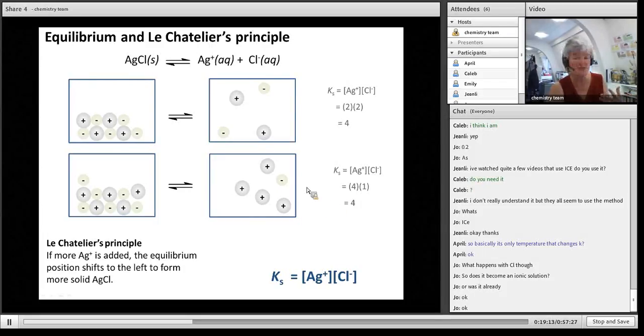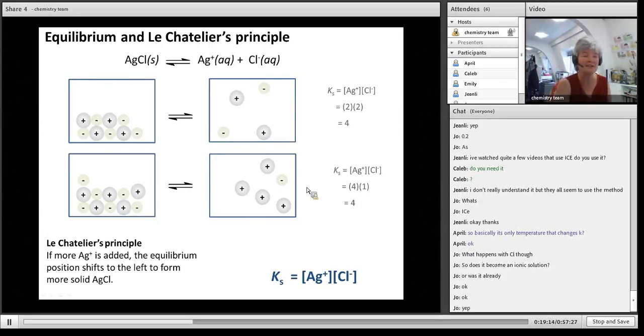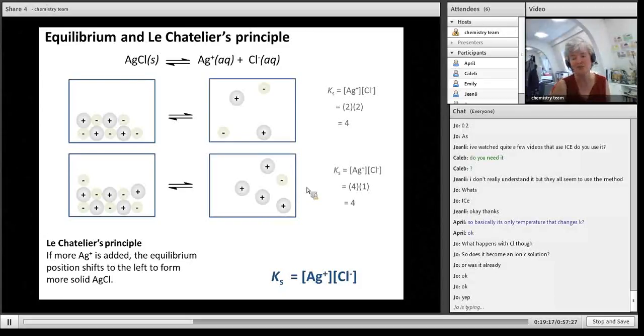But it's a good point. Perhaps I should redo this showing the other ions so you can actually see I've still got to have the same ratio of positives to negatives, because that is also important. But that's just the nitrates that I've added. Right, so with Le Chatelier's principle, as I said, the more silver's added, the position shifts to the left. Chemistry can be very complex, trying to bring it all in.